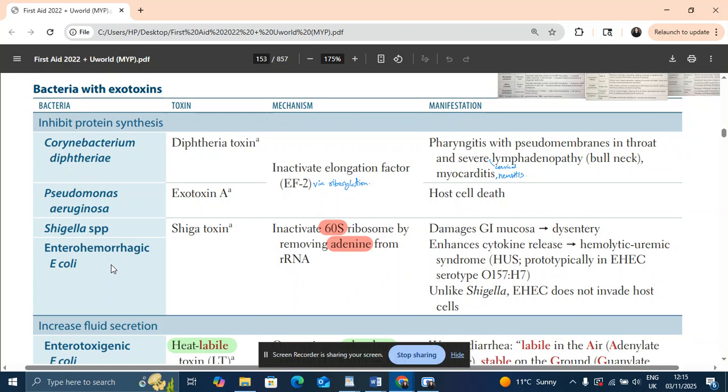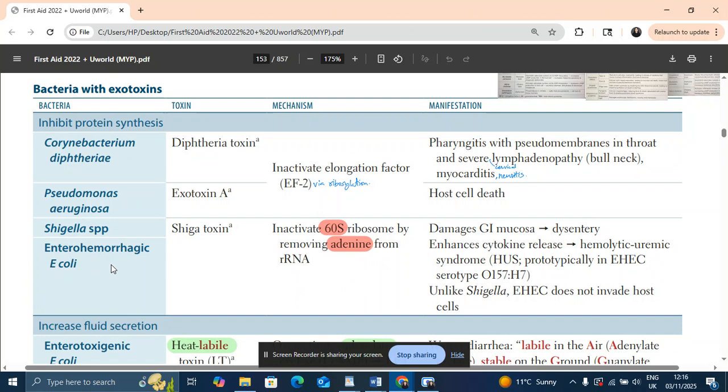What is hemolytic uremic syndrome? Hemolytic uremic syndrome is a triad of microangiopathic hemolytic anemia, second thrombocytopenia, and third acute kidney injury, AKI. Always remember hemolytic uremic syndrome is a triad, three things. Always remember three findings: microangiopathic hemolytic anemia, thrombocytopenia, and AKI. Okay, and how does it happen?